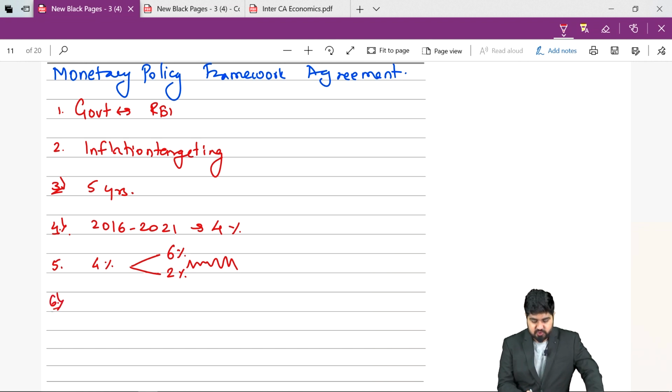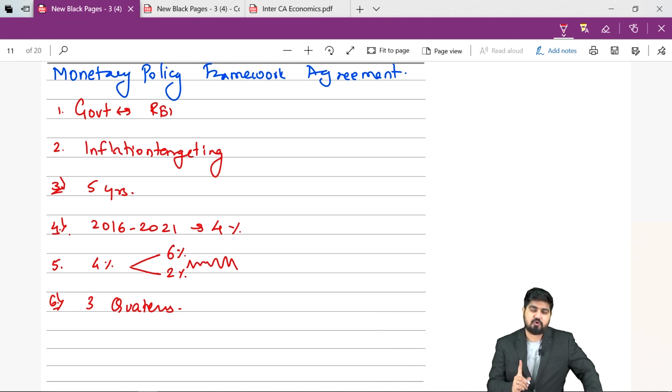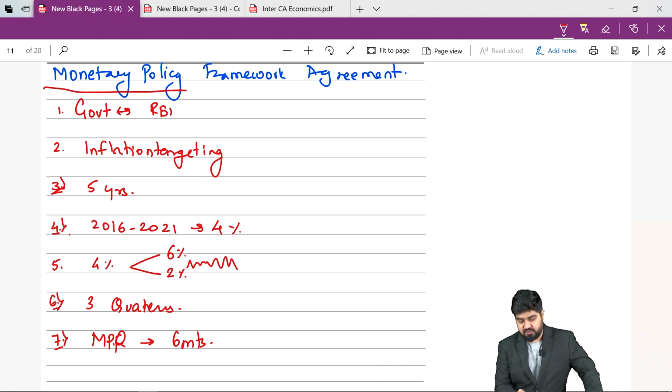However, if it remains more than 6% or less than 2% for 3 consecutive quarters, only then will this be called a failure. And how would the government come to know about it? RBI has to publish something called the monetary policy report every 6 months. So all these terms and conditions are part of the monetary policy framework agreement. Very clear in this?